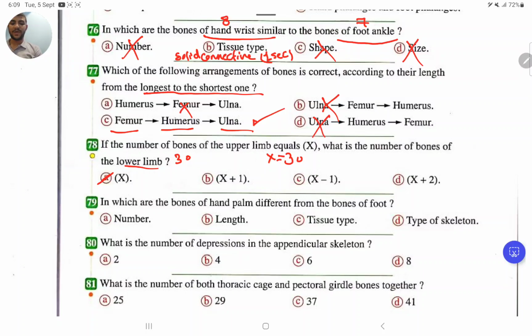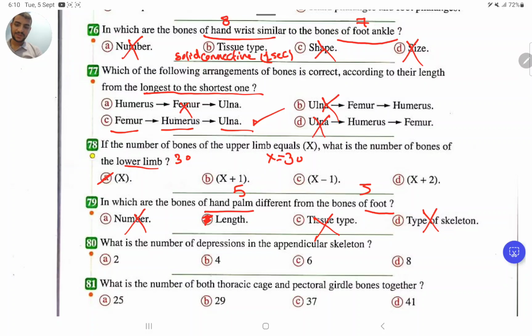In which way are the bones of the hand palm different from the bones of the foot? The number is x for both, so there is no difference. The length, yes, there is a big difference, so length is different. Tissue type, solid connective tissue, so both are similar. Type of skeleton, both are appendicular skeletons, so it's the wrong answer.